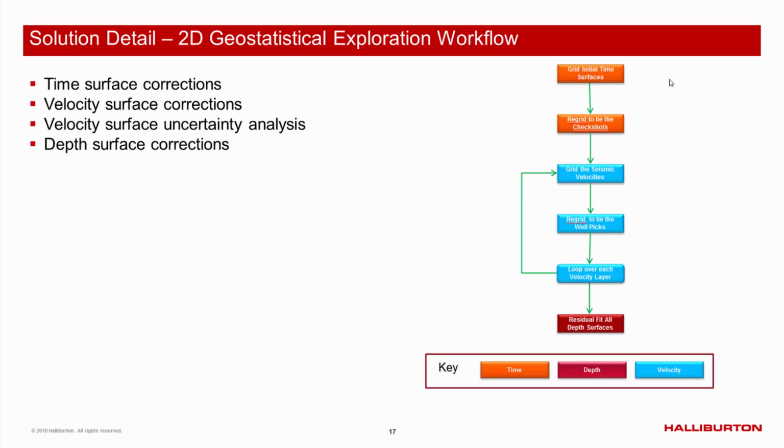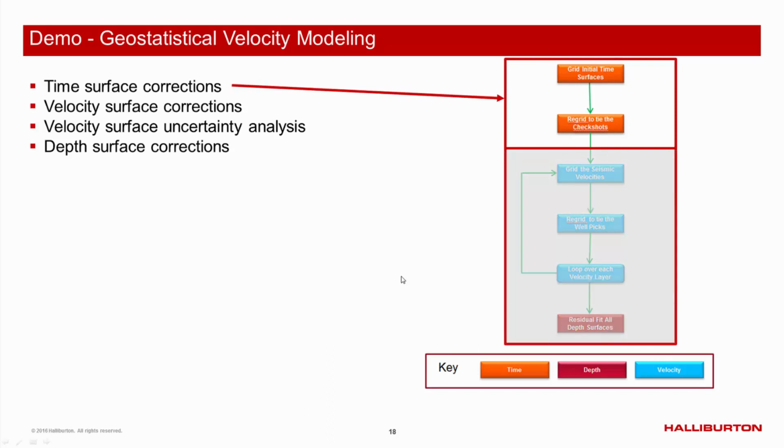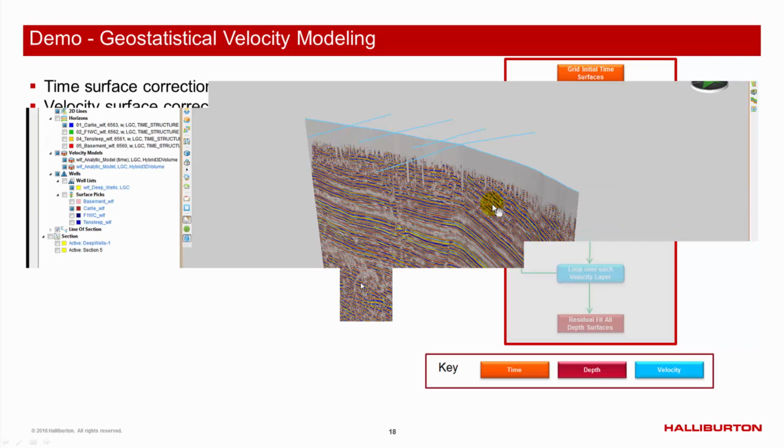And how do we solve for three things at once? Well, we're going to first solve for the times, then we're going to solve for the velocities, and then we're going to solve for the depths. Okay? And I think this makes it much clearer how the workflow is actually going to go. So let me demonstrate the first steps of the workflow, of how we solve for the times in velocity modeling. All right, so let's take a peek at that.